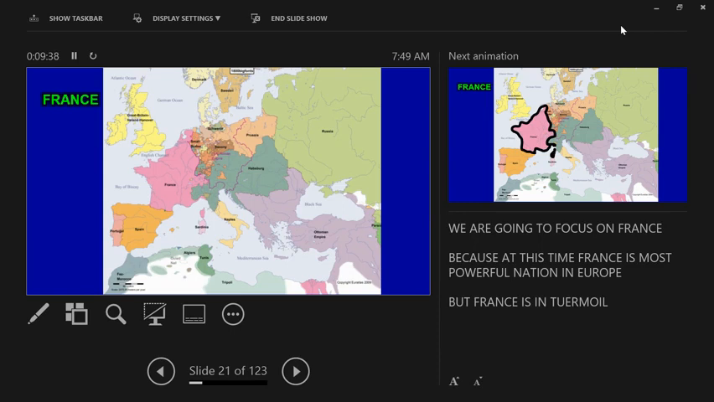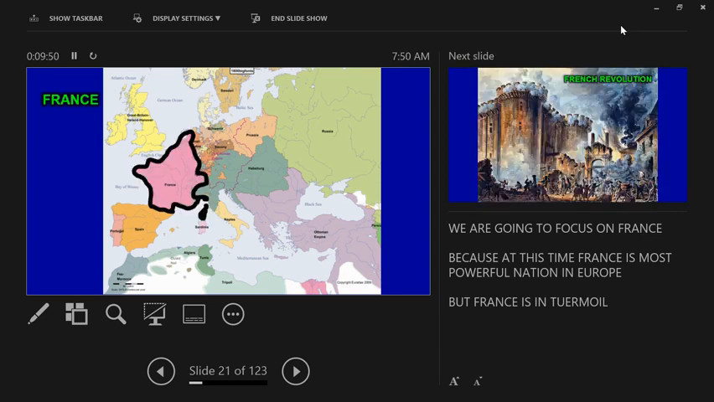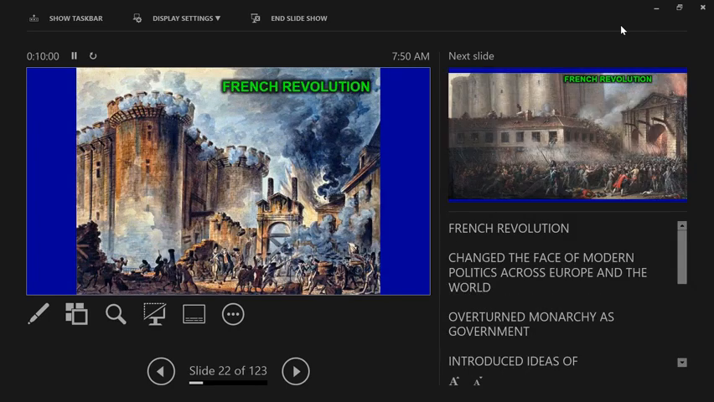All right, so we are in France. We're going to focus on France for a little bit. The borders of France are a little bit different than what we know now, but basically it's kind of the same. The reason why we're going to focus on France is that it is the most powerful nation in Europe at this time, but France is in turmoil.